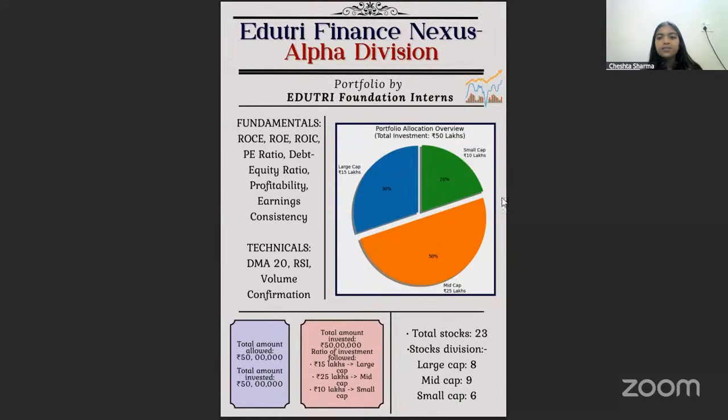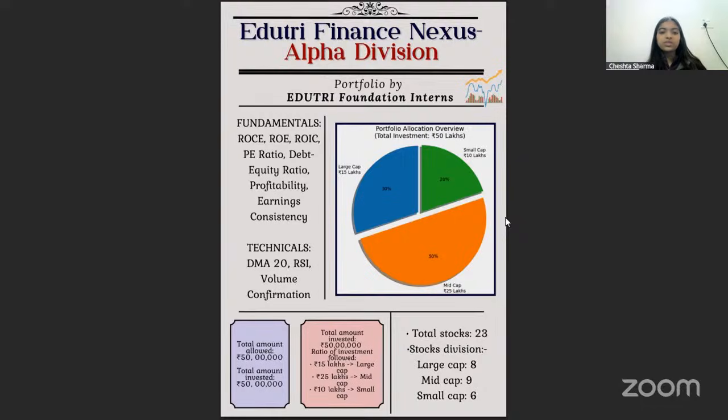In this pie chart, we can see that we have chosen to invest majorly in mid cap companies, which is 50%. Then 30% in large cap companies and 20% in small cap companies. The reason we invested majorly in mid cap companies is two reasons. Firstly, they have significant growth potential. They have a major possibility of being tomorrow's large cap market leaders.